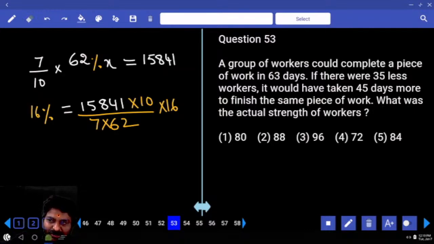A group of workers could complete a piece of work in 63 days. If there were 35 fewer workers, it would have taken 45 days more to finish the same piece of work. What was the actual strength of workers?